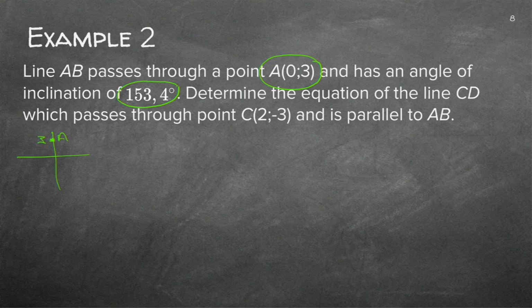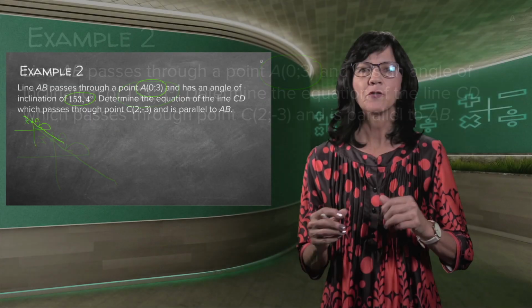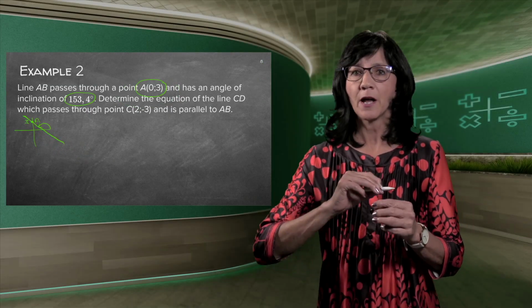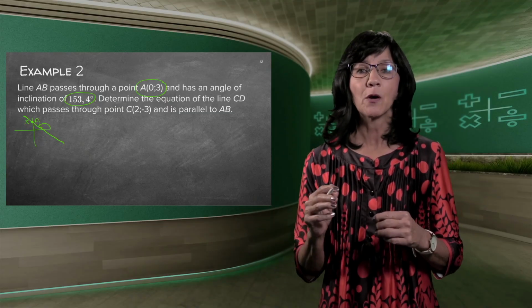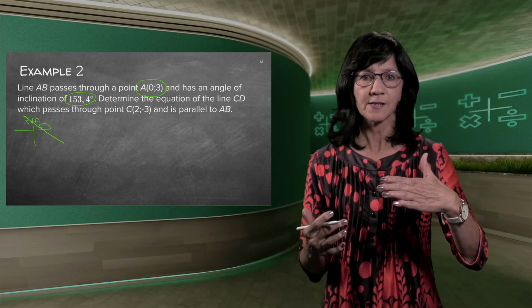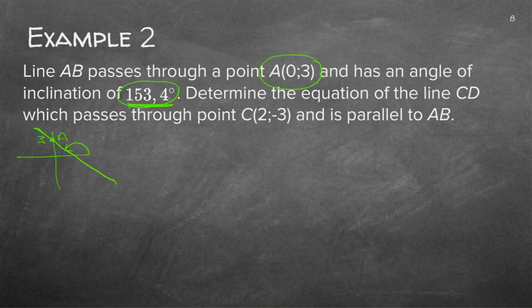So if I look at that 3 and I do this, maybe that angle of inclination could be 153 degrees. I know my line is not going in the other direction because then I will have an acute angle formed with the x-axis. And they showed you there, it's an obtuse angle. So I need to draw a line that actually forms an obtuse angle. Good. Now they say, determine the equation of the line CD. So this is my question, CD, which passes through this point and is parallel to AB.